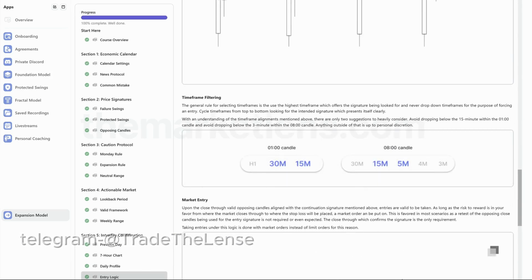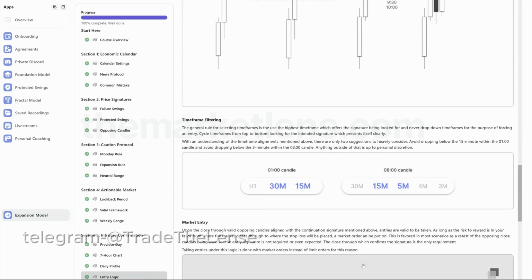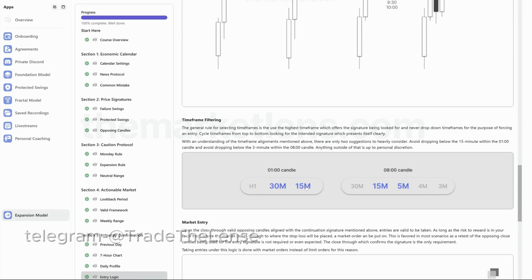And the time frame filtering, this is where you can move a little bit more freely with the time frames. You don't have to fully restrict yourself, but the way that I view it is 1 o'clock candle, focus on 30-minute and don't drop below the 15-minute. But you can look at the hourly as well. It's very possible that could offer a signature. 8 o'clock candle, a little bit more freeing as well. 15-minute and 5 is just a general where you're really going to want to be most of the time. 30-minute will have its chances to be relevant in this candle. There are moments where that will be used, and I would use it if it's offered.